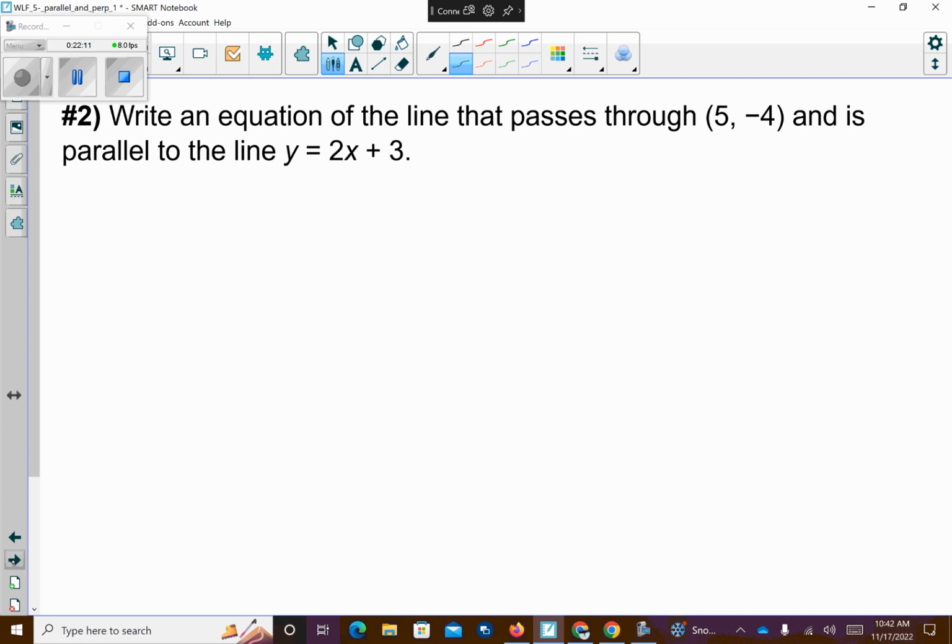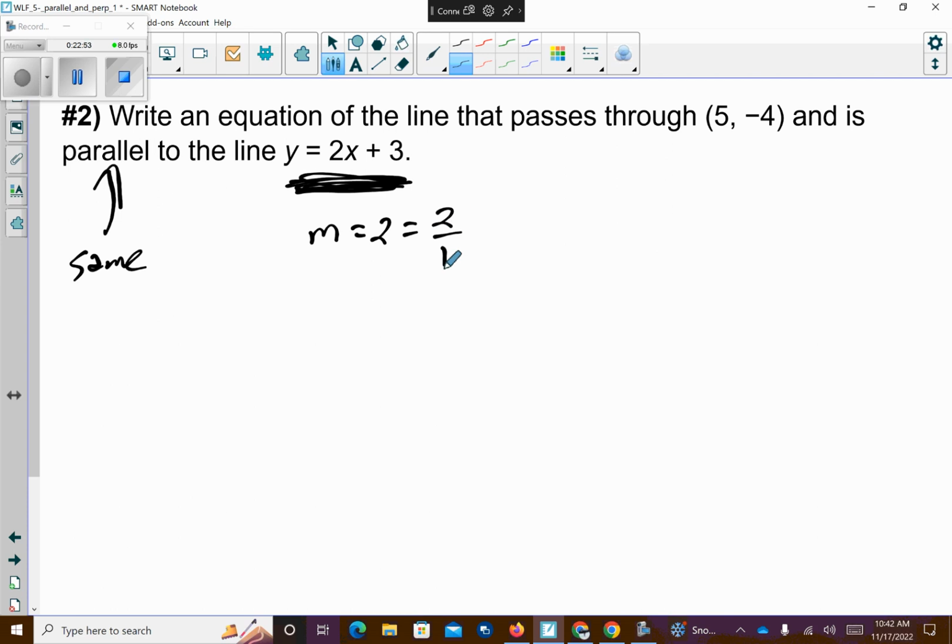All right. Okay, hang on. This says, write an equation of a line that passes through (5, -4) and is parallel to the line y = 2x + 3. Okay, what do we know about parallel slopes? They will be the same. So what is my slope of this equation? Good, very good. So it's 2, or we can say 2 over 1. They're both the same answer. Good thought process.